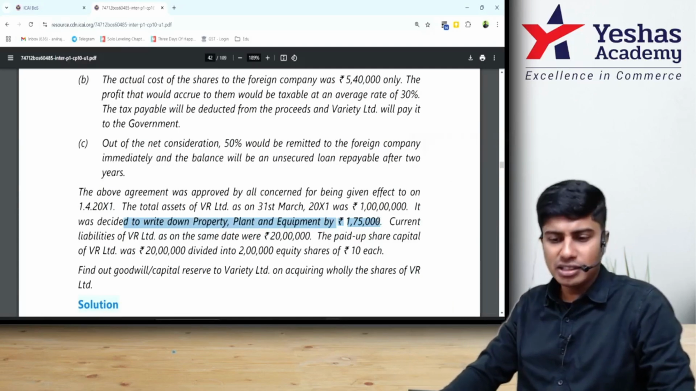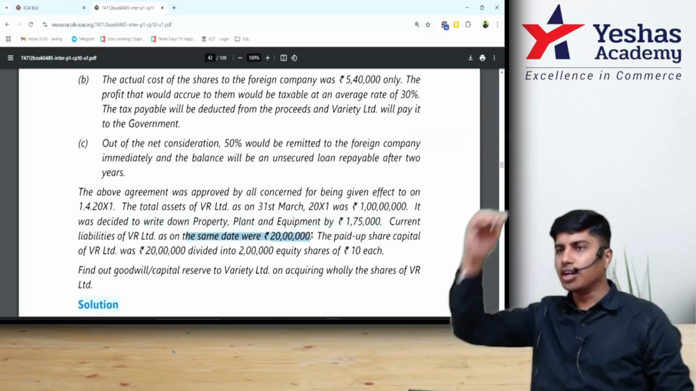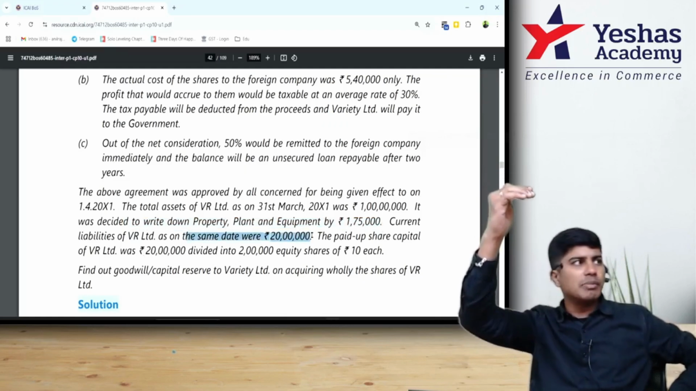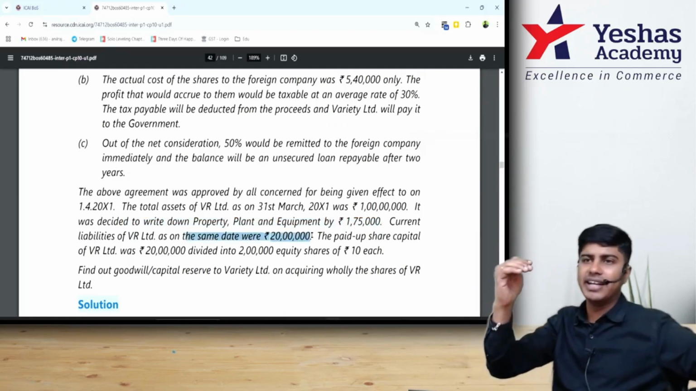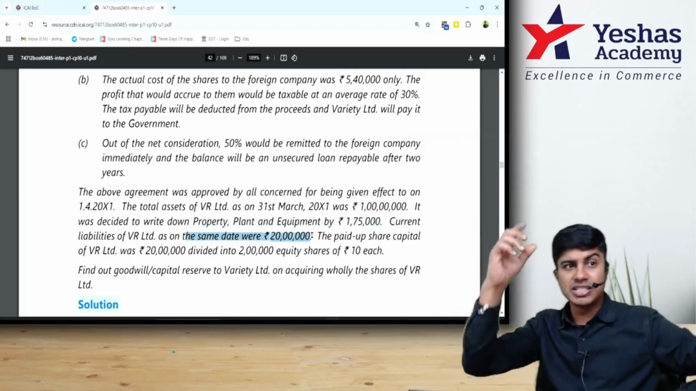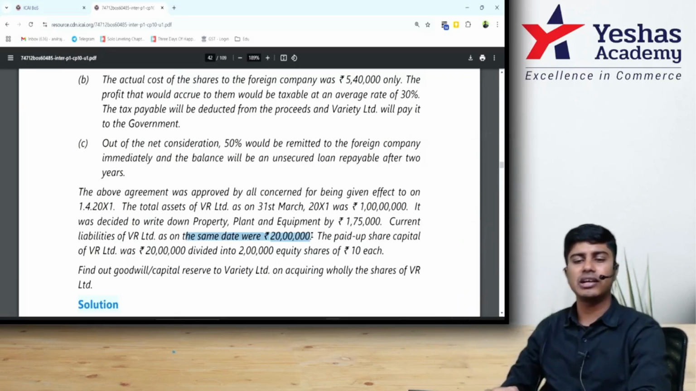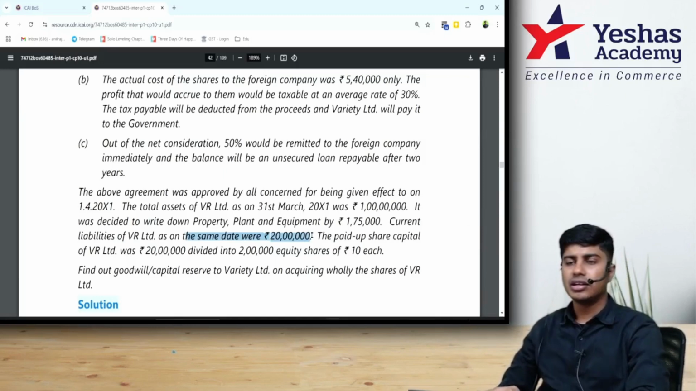The value of its current liabilities on the same date is 20 lakh. 1 crore is the value of the assets before revaluation. Once you revalue, it comes down by 1,75,000 and becomes 98,25,000. This is assets. We should deduct liabilities of 20 lakh. What do we get? 78,25,000 is the net asset value of that company. Am I right? How did I acquire that company?